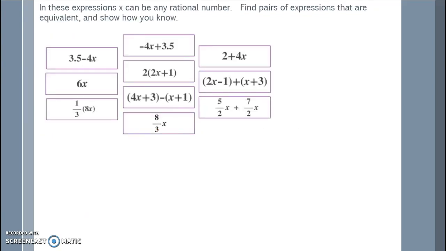In these expressions, x can be any rational number. Find pairs of expressions that are equivalent and show how you know. I know that you know how to use the distributive property, and I'm going to show you some things that may or may not be comfortable for you. So be patient as we go through these.